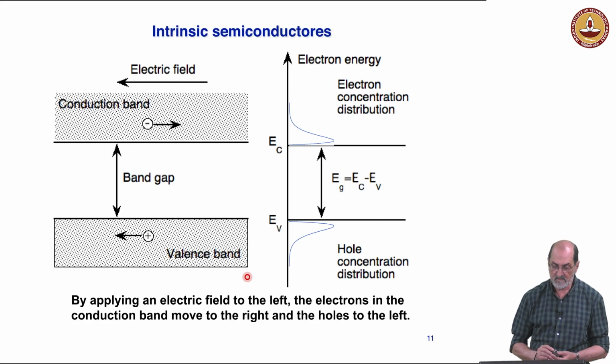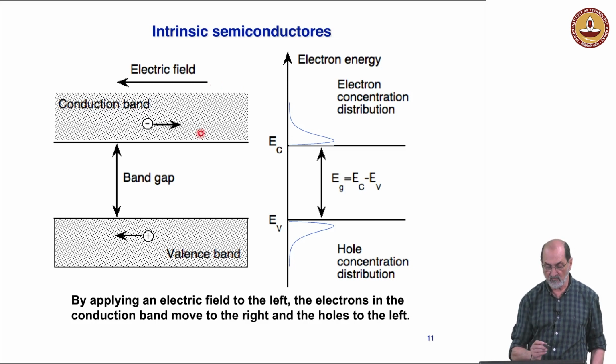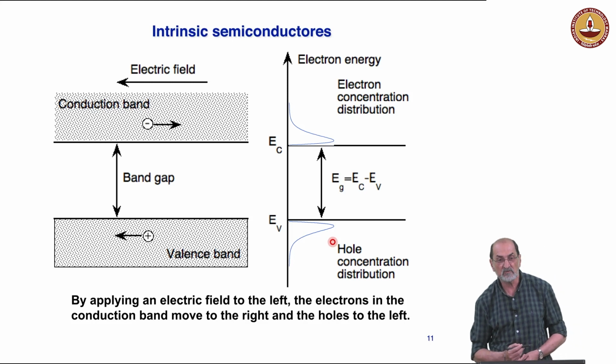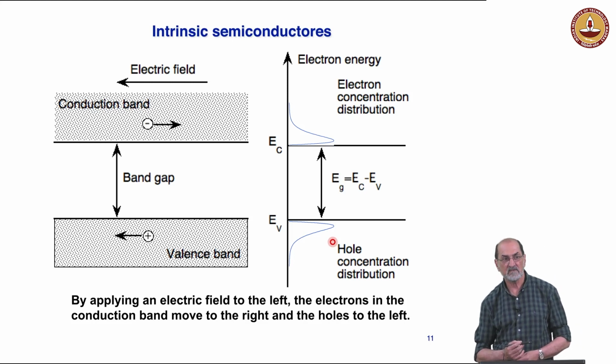So for an intrinsic semiconductor, we apply the field here, from right to left. Electrons in the conduction band are going to move to the right. And holes are going to move to the left, following the electric field. Both are going to contribute to the conductivity, to the total current. Here we have both the density of holes and electrons. This is the gap. And this is the way an intrinsic semiconductor would conduct electricity.